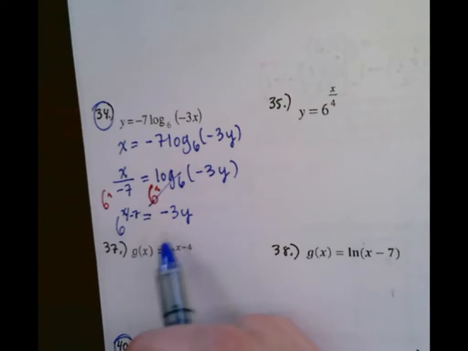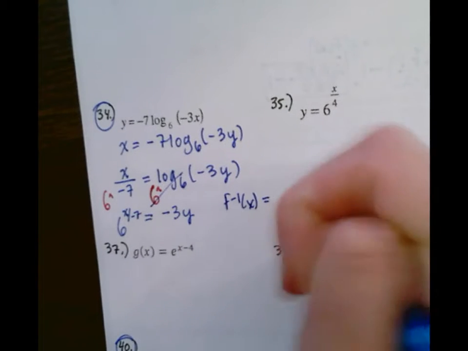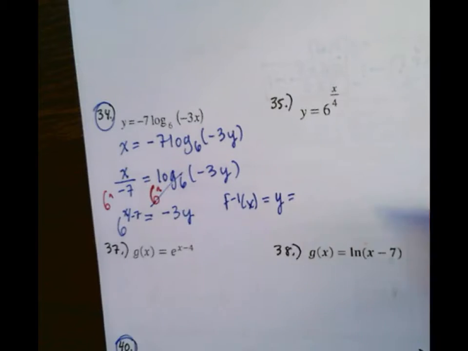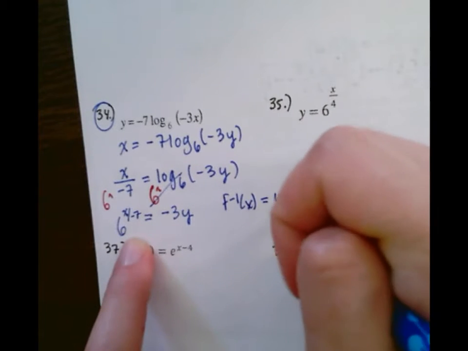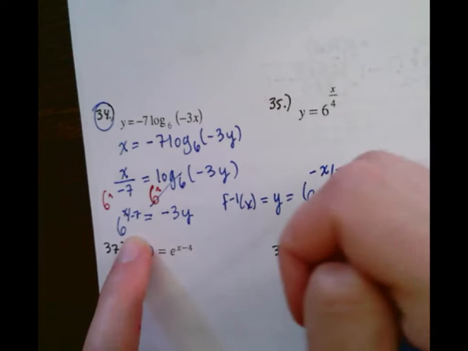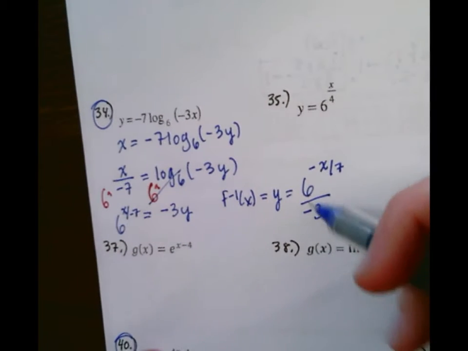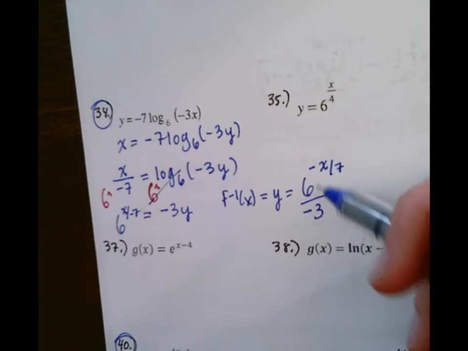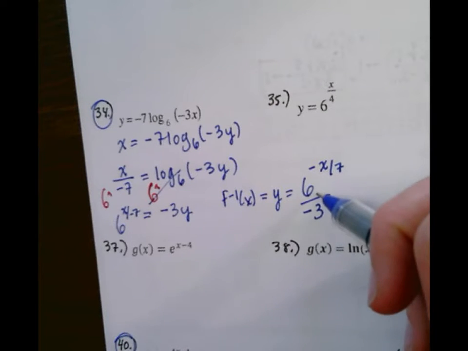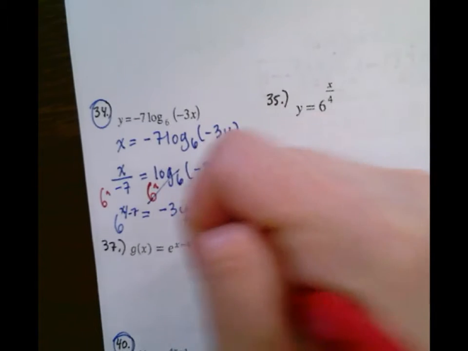Okay, from here, I just need to divide by negative 3 to get y by itself. So I would end up with f inverse of x is equal to, that's the same thing as y, which is equal to 6 to the negative x over 7 divided by negative 3. Now, you may think, oh, 3 goes into 6 twice, but you actually can't do that simplification because of the exponent right here. So we're going to stop the work there.